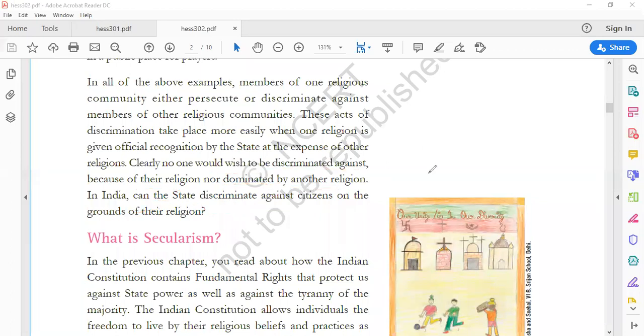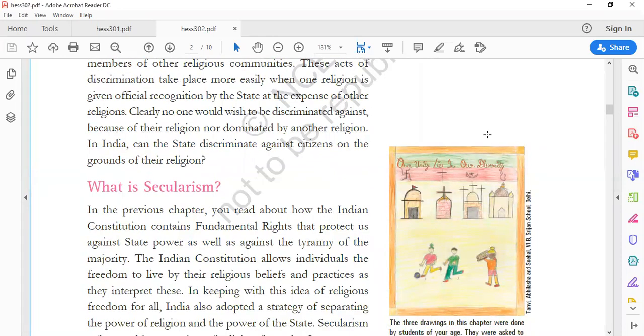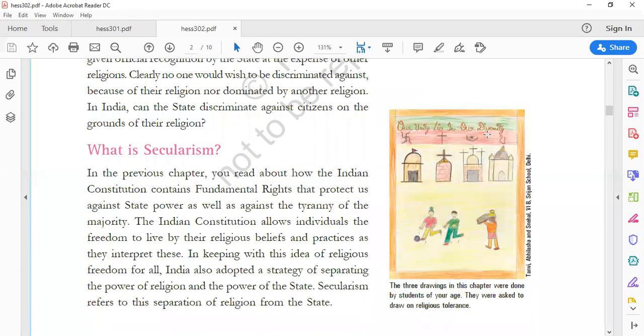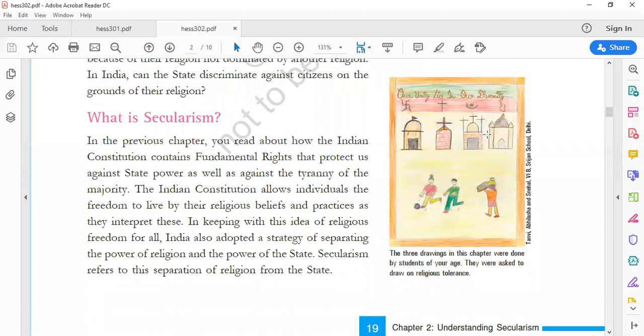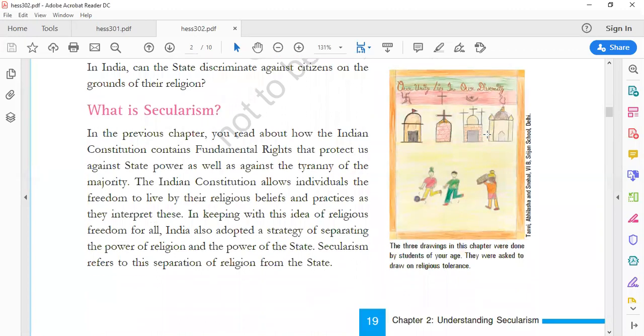I don't think so, because in India it cannot, because Article 25 gives a fundamental right to every citizen. Second thing is our preamble clearly mentions secularism. Then what is secularism? Fine. Fundamental rights protect us against state power as well as against the tyranny of the majority.